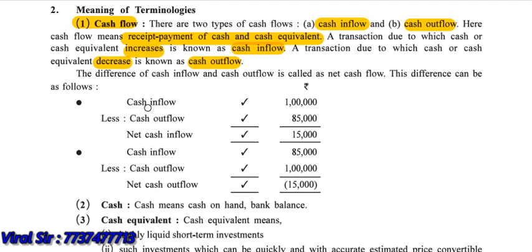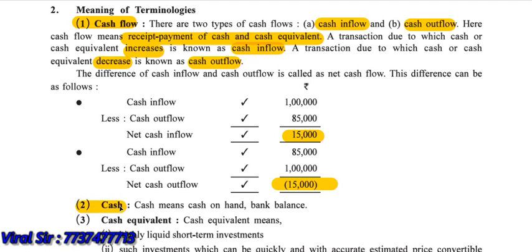Let us see an example. Cash inflow 1 lakh rupees, outflow 85,000, net cash inflow 15,000. Cash inflow 85,000, cash outflow 1 lakh, net cash outflow 15,000. This is the cash inflow and cash outflow.